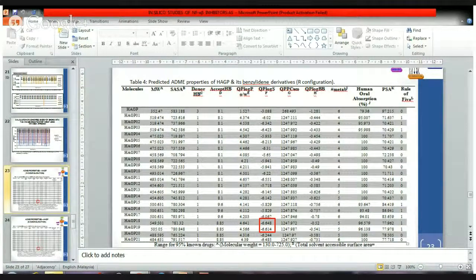Actually, 50 properties are measured, out of which only selected ones are presented here. Like percent oral absorption, rule of 5, solubility, blood-brain barrier.